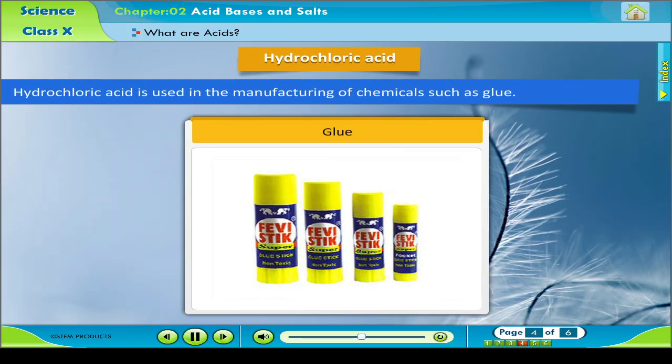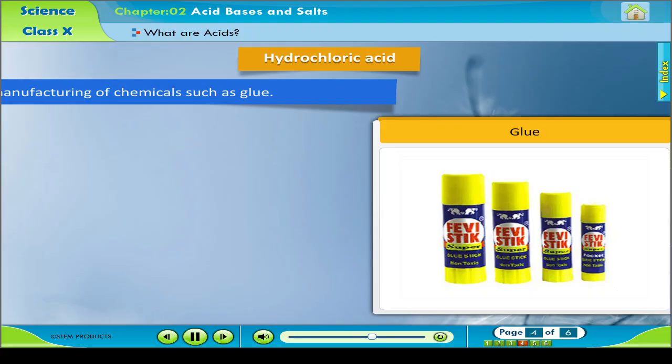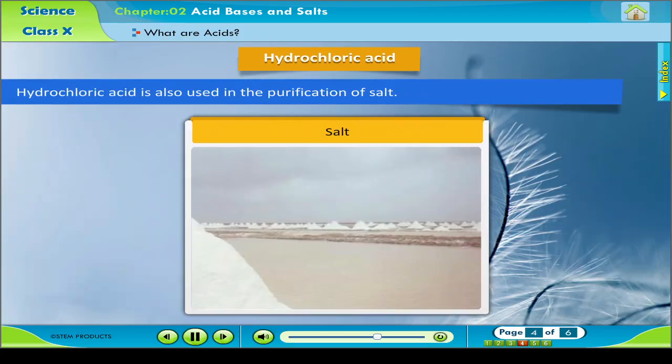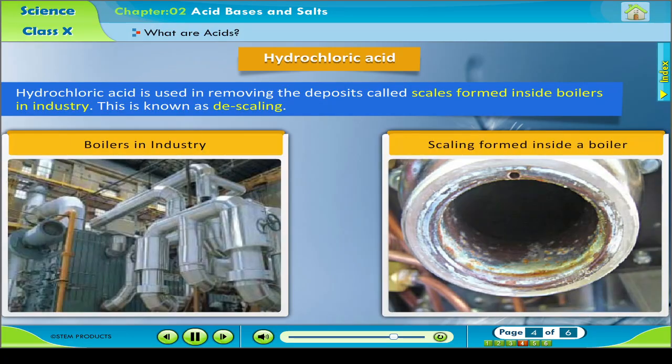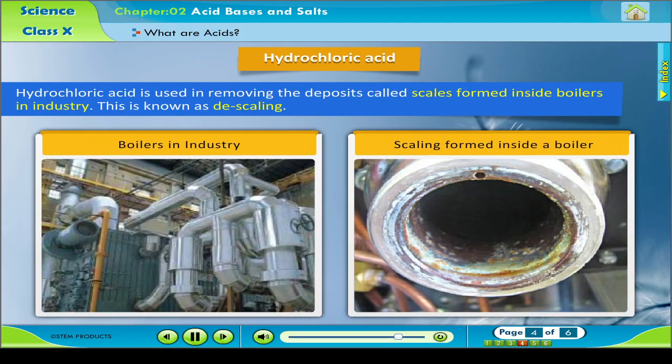Hydrochloric acid is used in the manufacturing of chemicals such as glue. Hydrochloric acid is also used in the purification of salt. Hydrochloric acid is used in removing the deposits called scales formed inside boilers in industry. This is known as descaling.